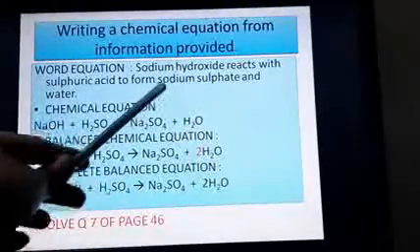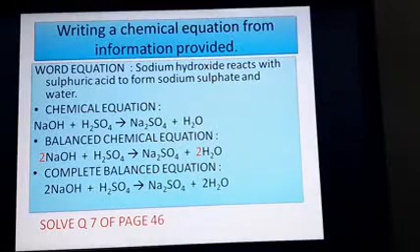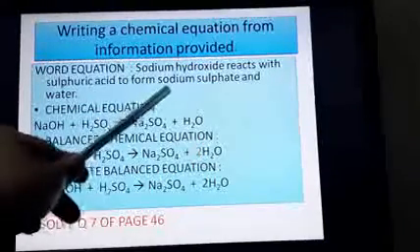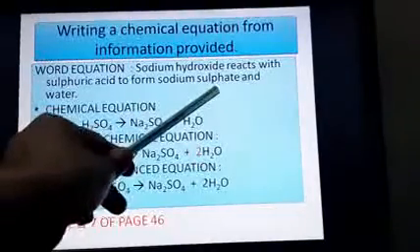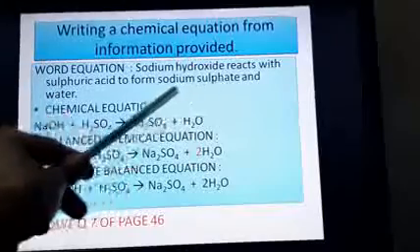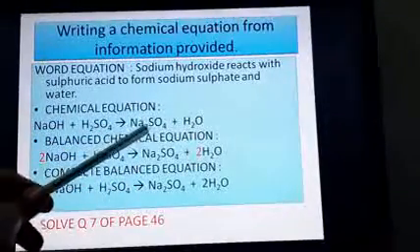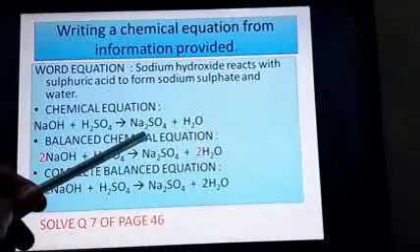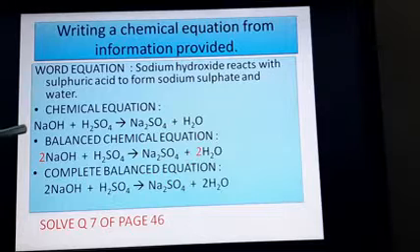Now to write the formula of sodium sulfate, we should know the valency of both sodium and sulfate. The valency of sodium, because it is a group 1 element, is 1, and sulfate, SO4, its valency is 2, minus 2. And therefore when you write the formula, you will get Na2SO4 because the 2 of the sulfate crosses over. And the water formula we all know. So this is the chemical equation.